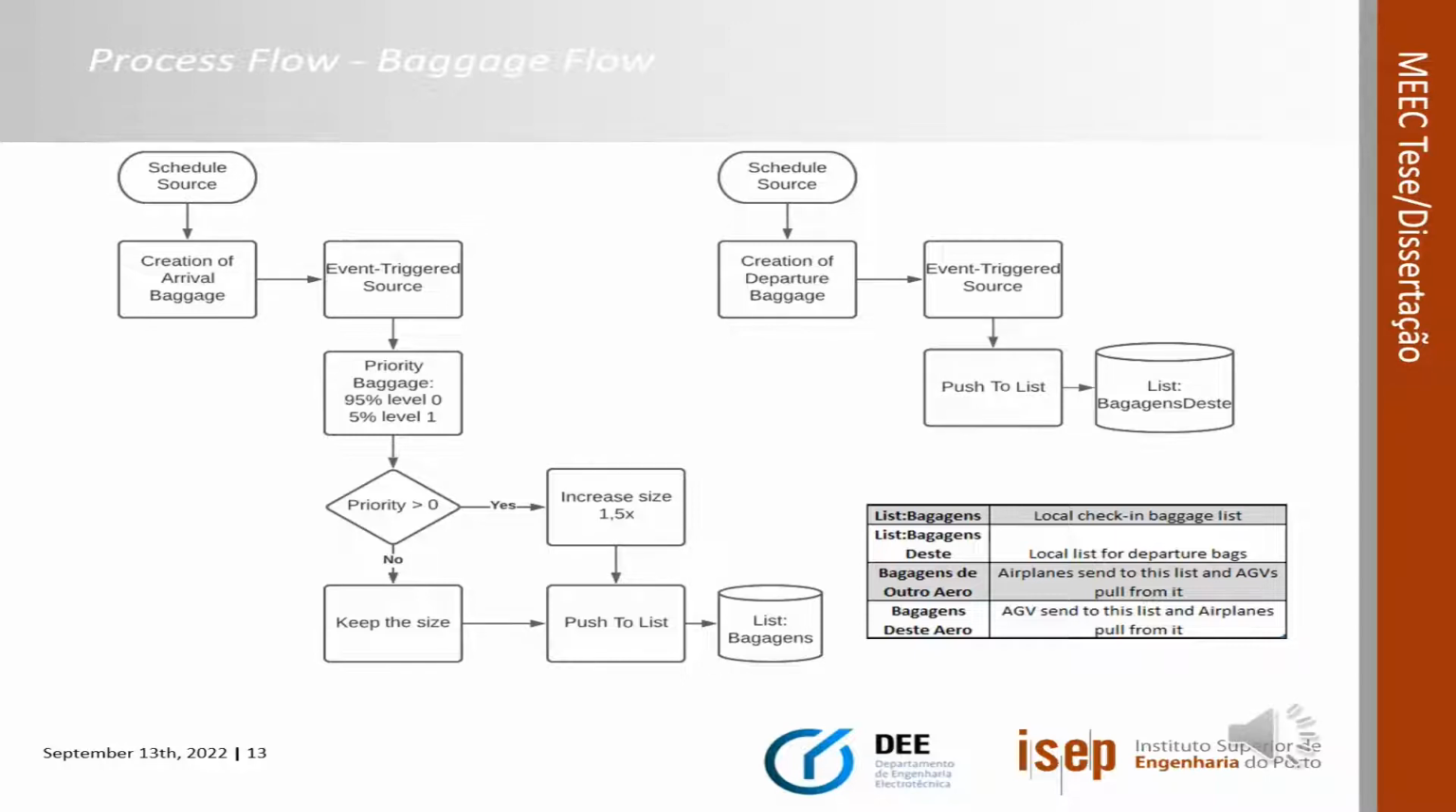It was defined that 5% of the created baggages are priority. And what is this priority? It's basically the first ones that will be transported by an AGV whenever a plane arrives. To differentiate themselves from the others, their size was increased in the simulation. Finally, all of them are sent to the respective local list "bagagens". In the lower right corner, a table was created that will appear on the slides of the implementations of the remaining flows, to facilitate the understanding of the different lists created.